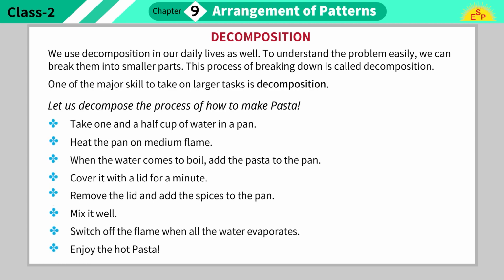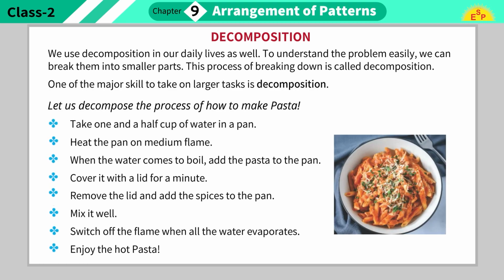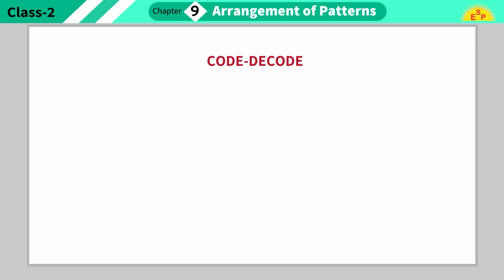Take 1½ cup of water in a pan. Heat the pan on medium flame. When the water comes to boil, add the pasta to the pan. Cover it with a lid for a minute. Remove the lid and add the spices to the pan. Mix it well. Switch off the flame when all the water evaporates. Enjoy the hot pasta.